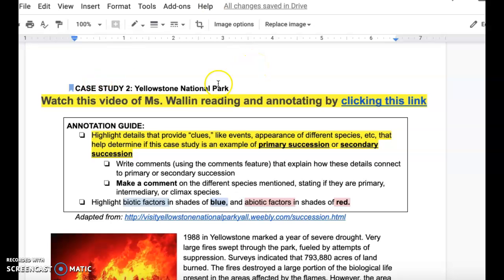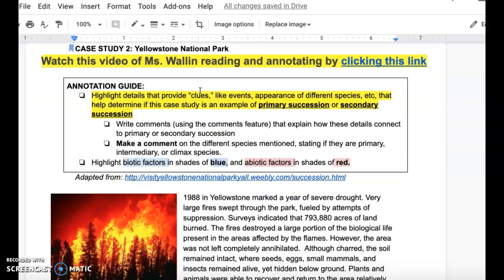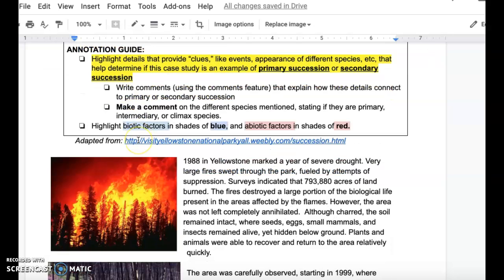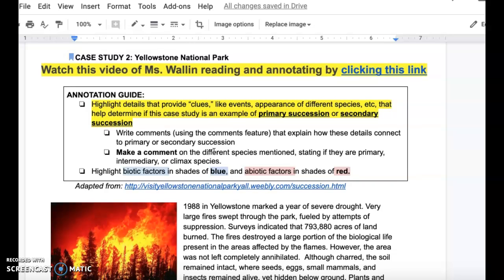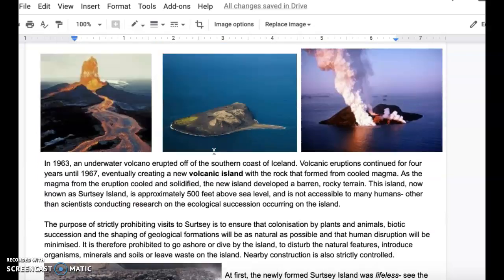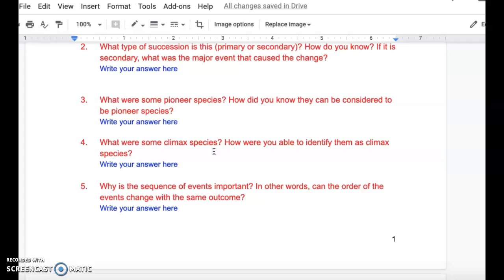Alright, so this is case study 2 in week 5's formative. As I read, you're going to make sure that you highlight details that provide clues, like events or the appearance of different species, that help determine if the case study is an example of primary or secondary succession. We're going to make comments clarifying how those details connect to either primary or secondary succession, and we're going to highlight the biotic factors in blue and the abiotic factors in red, because that will help us answer the questions that are required for this study. Again, the questions I'm referring to are on the first page of this document.